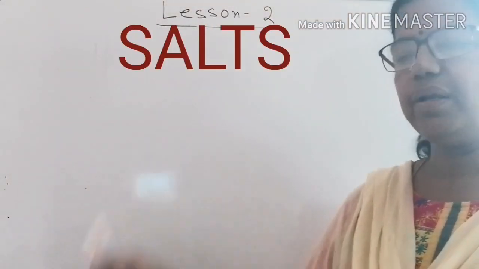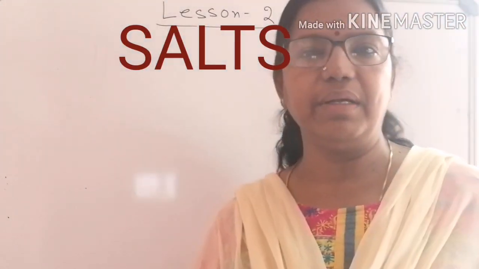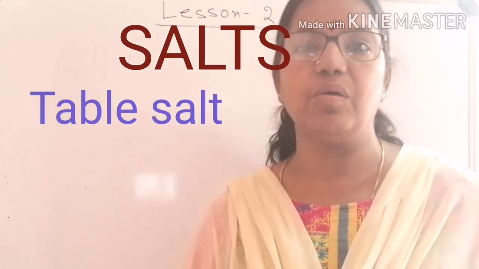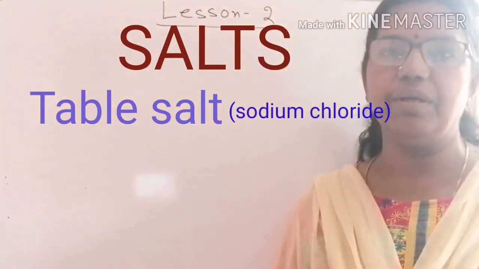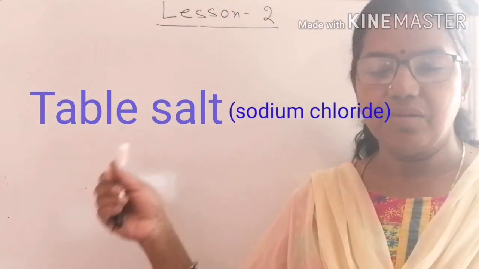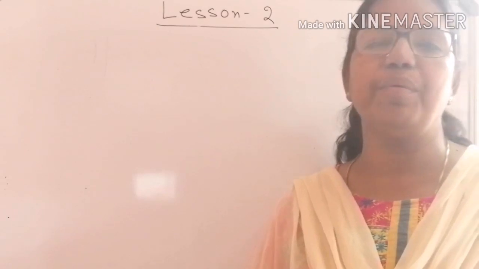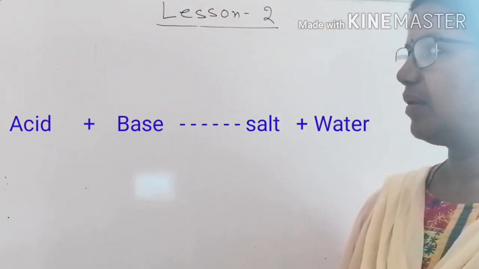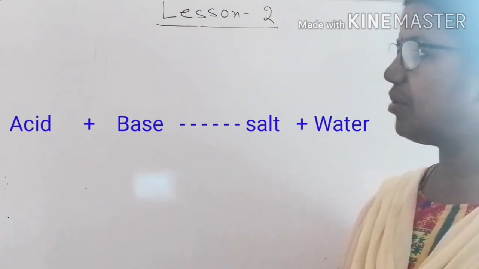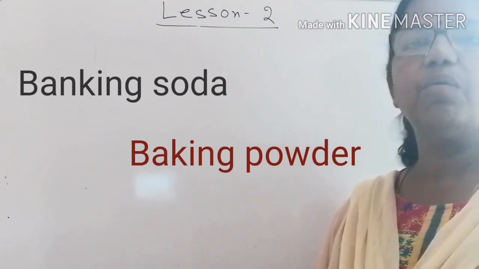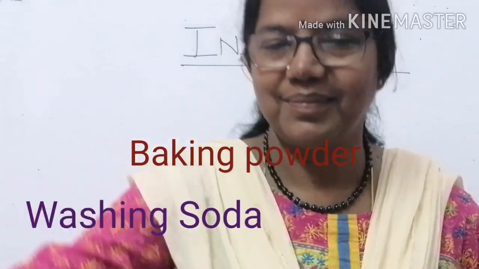Next, salts. One very common example of salt is table salt, sodium chloride, which we are using in our daily life. Salt is formed by the reaction of an acid with a base. Some other examples of salts are baking soda, baking powder, washing soda, etc.